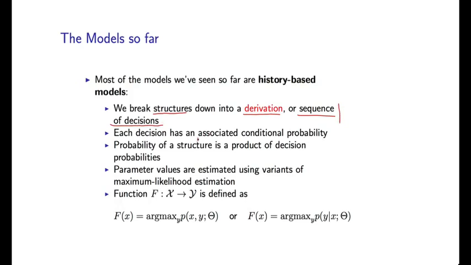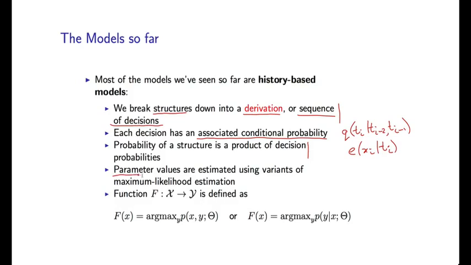Each decision has an associated conditional probability. For example, in the case of an HMM, we had conditional probabilities of the form t_i given t_{i-2}, t_{i-1}, or e of x_i given t_i. The decisions here being to choose the ith tag given the previous two tags, or to generate the ith word given the ith tag. We multiply these decisions to get the probability of an entire structure. So the probability of a structure is a product of these decision probabilities.